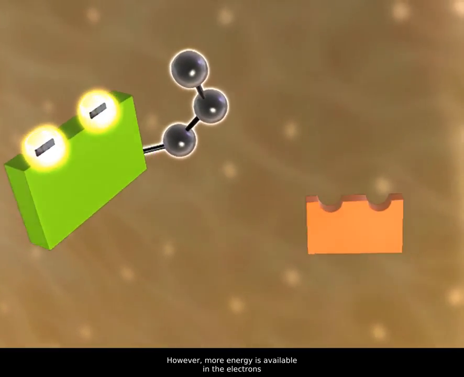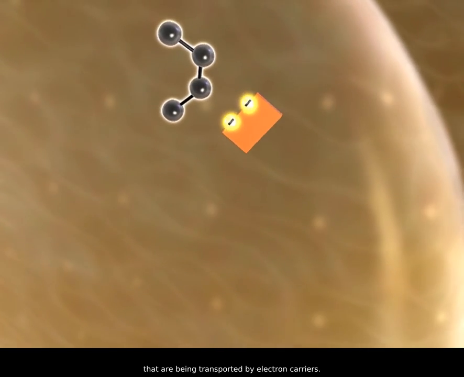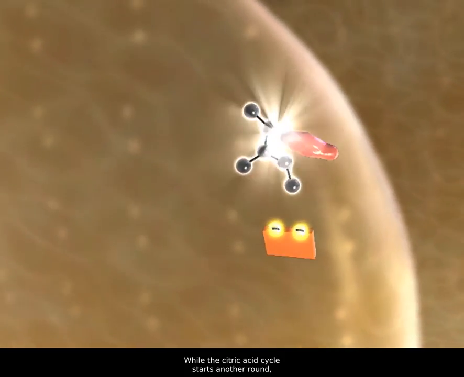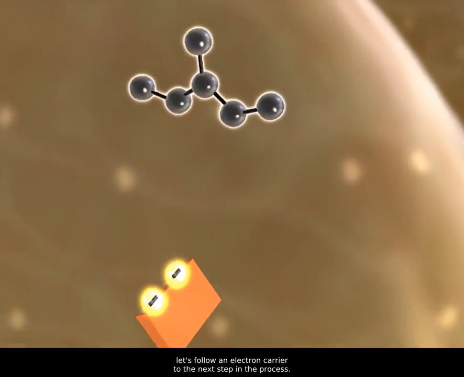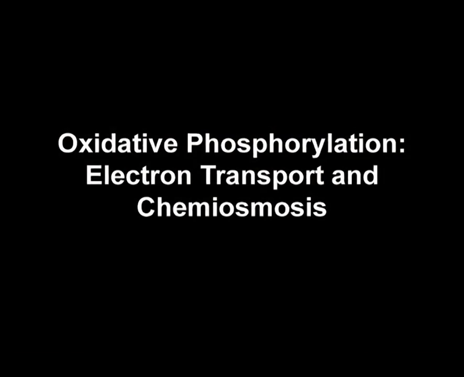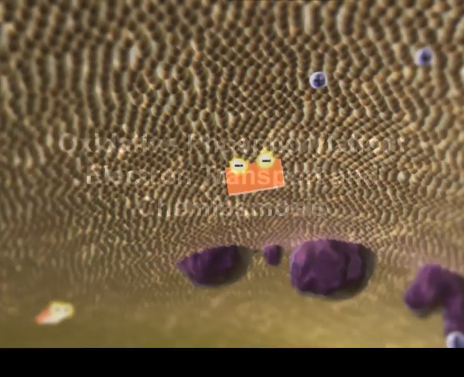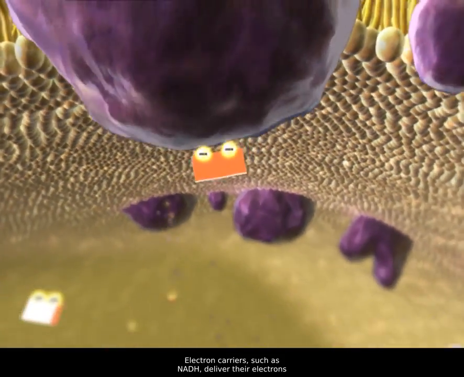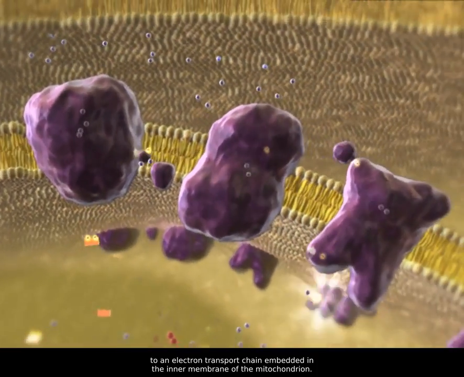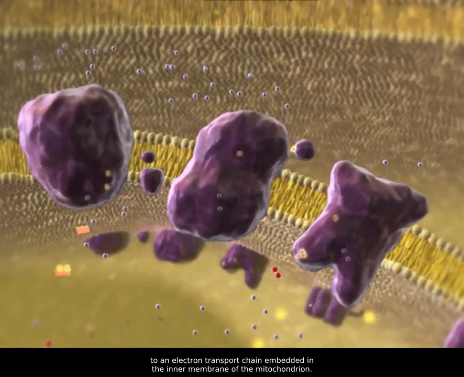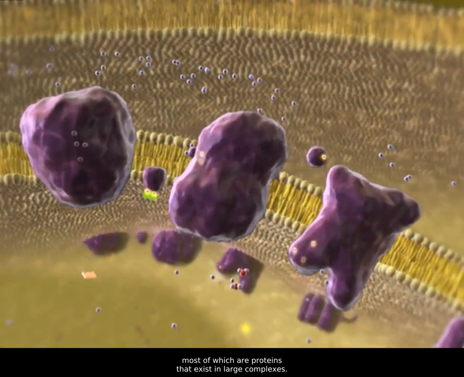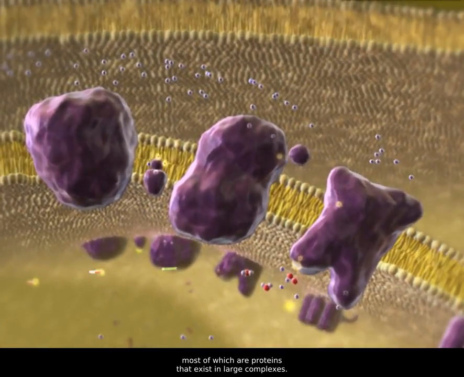However, more energy is available in the electrons that are being transported by electron carriers. While the citric acid cycle starts another round, let's follow an electron carrier to the next step in the process. Electron carriers such as NADH deliver their electrons to an electron transport chain embedded in the inner membrane of the mitochondrion. The chain consists of a series of electron carriers, most of which are proteins that exist in large complexes.